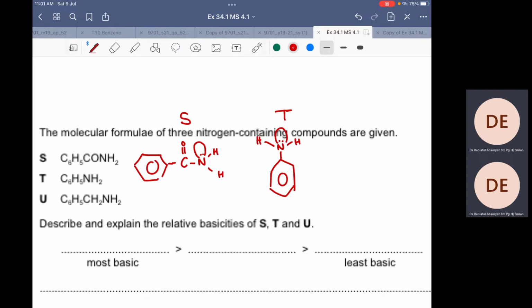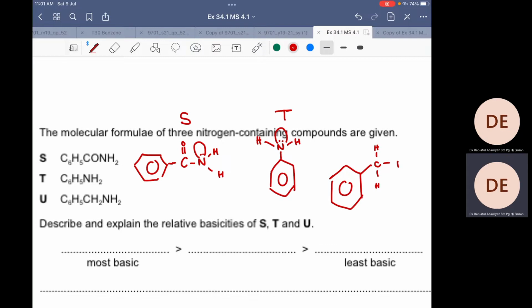And lastly, I have a benzene ring, C6H5, attached to a CH2 and NH2. Okay, so they all have the benzene ring. But what's most important is we want to look at what group the nitrogen is directly attached to, rather than the whole molecule.